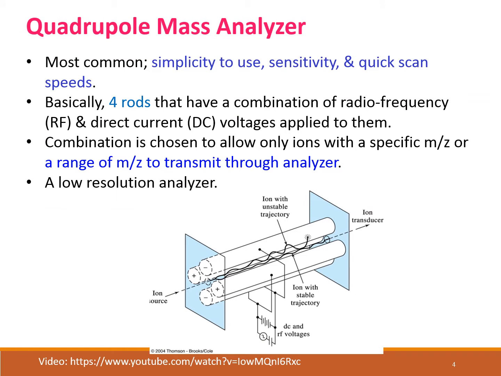Quadrupole mass analyzer. This is the most common due to its simplicity of use, sensitivity, and quick scan speed. Basically, a quadrupole is four rods that have combinations of radio frequency, known as RF, and direct current, DC, voltage applied to them. The combination is chosen to allow only ions with a specific m/z or a range of m/z to transmit through the analyzer. So this is a low resolution analyzer.